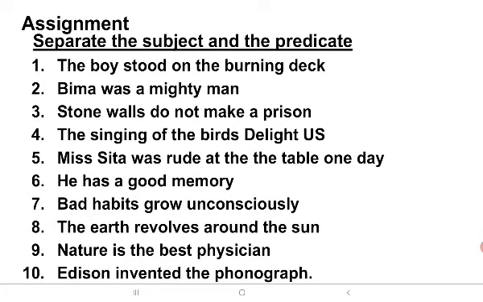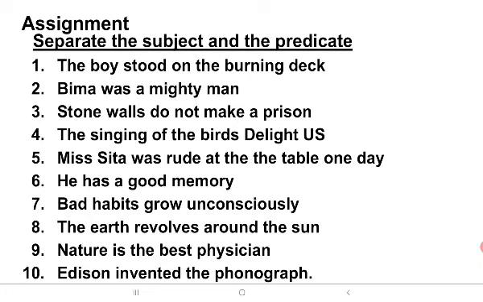Question number 1. The boy stood on the burning deck. Students, in this sentence, what is the subject? The boy. The boy is the noun. So you should underline that part, the boy, and below it write S, that is subject, and the rest of the sentence is predicate. Predicate tells something about the subject. Stood on the burning deck, you have to underline, and this division is known as predicate. Underline this part and write P under it. The rest of the questions you yourself have to solve.